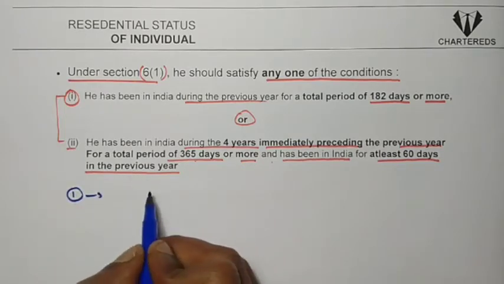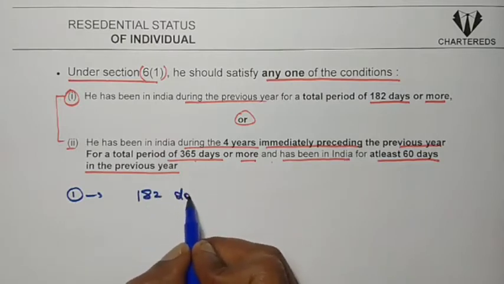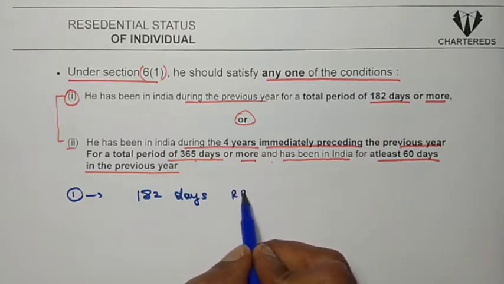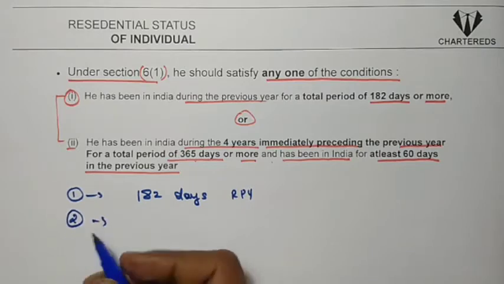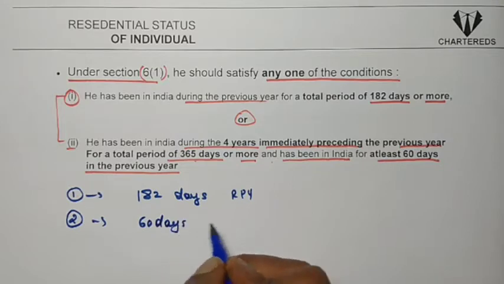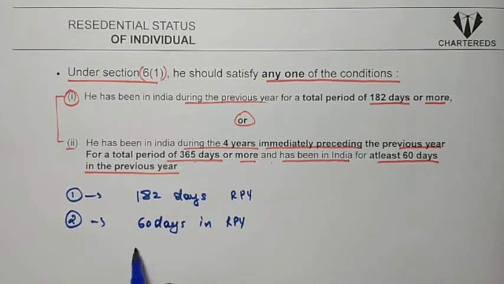The first condition says simply 182 days in the relevant previous year. The second condition says 60 days in the relevant previous year and, in the preceding 4 years, he must stay for 365 days.